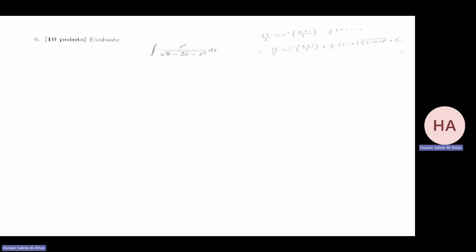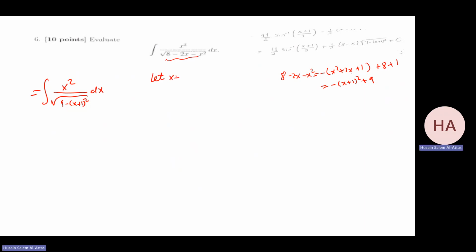Okay. Now I have x squared. I need to do completing the square with this one. It is 8 minus 2x minus x squared. That will be minus x squared plus 2x plus 8. I add 1, actually multiplying by minus 1, so that will be plus 1. So that will be minus (x plus 1) squared plus 9. So the integral will be x squared over the square root of 9 minus (x plus 1) squared dx.